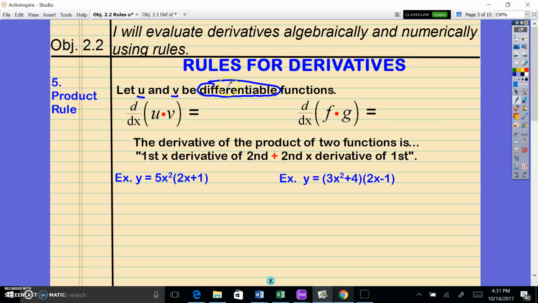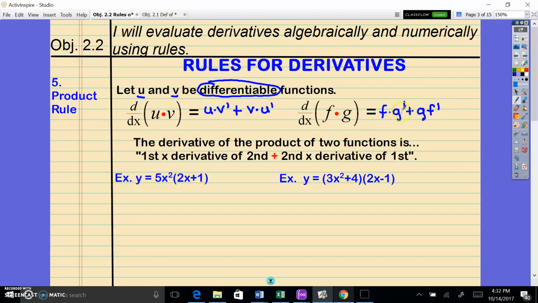Instead, what you're going to do is take the first function and copy it as it is. You are then going to multiply that times the derivative of the second function, and then add the second function as it is times the derivative of the first. So in this case, it's u v prime plus v u prime. If those functions were called f and g, which is more common, it would be the first times the derivative of the second plus the second times the derivative of the first.